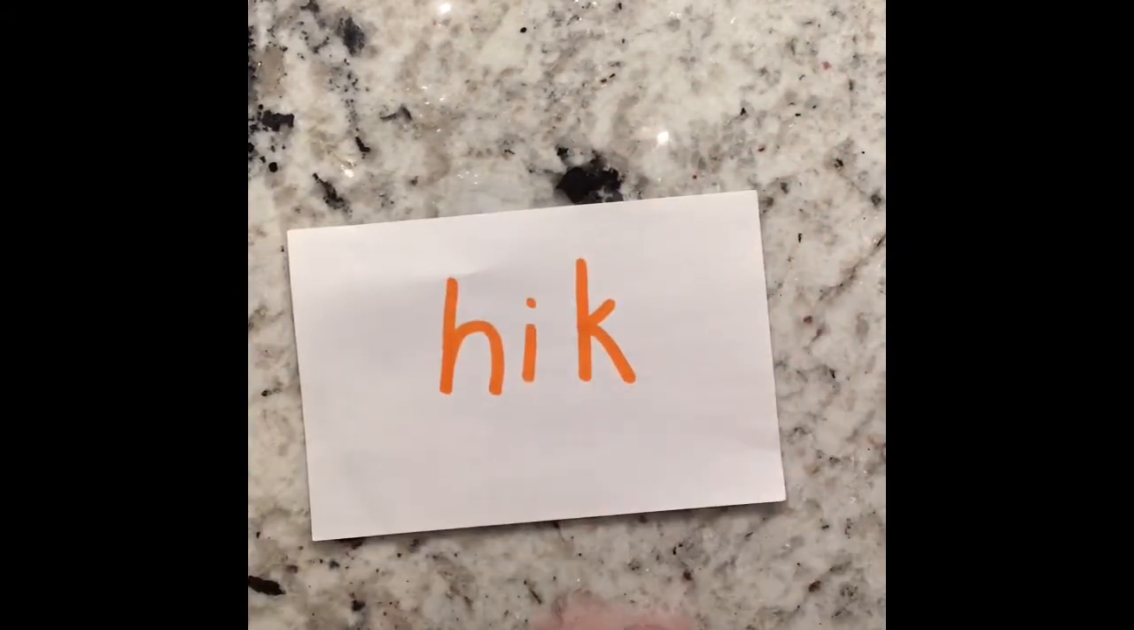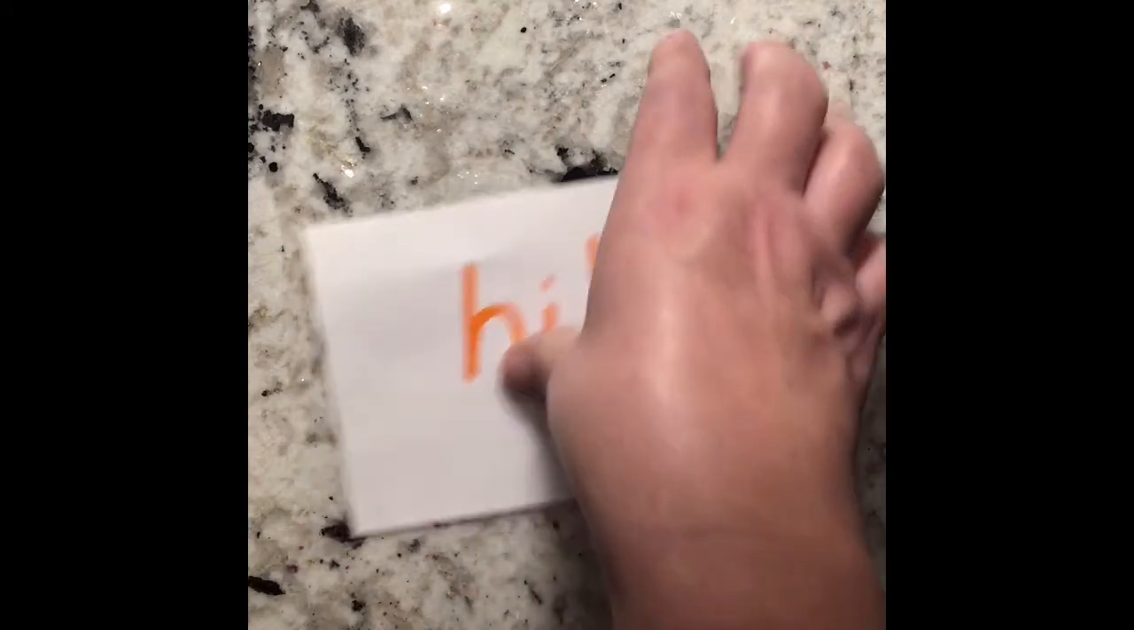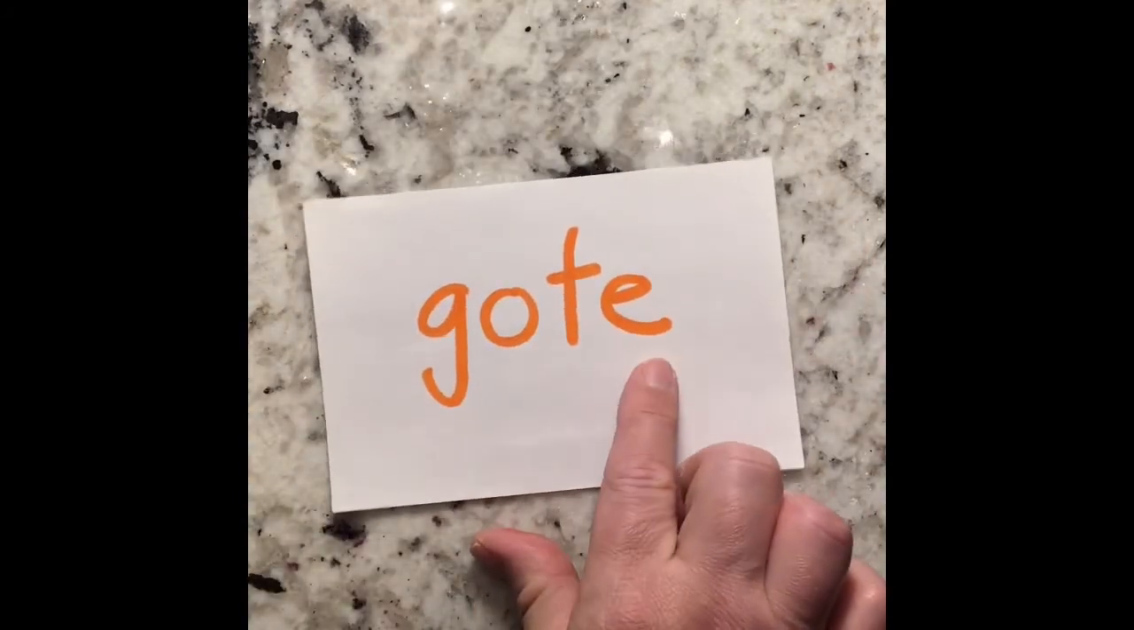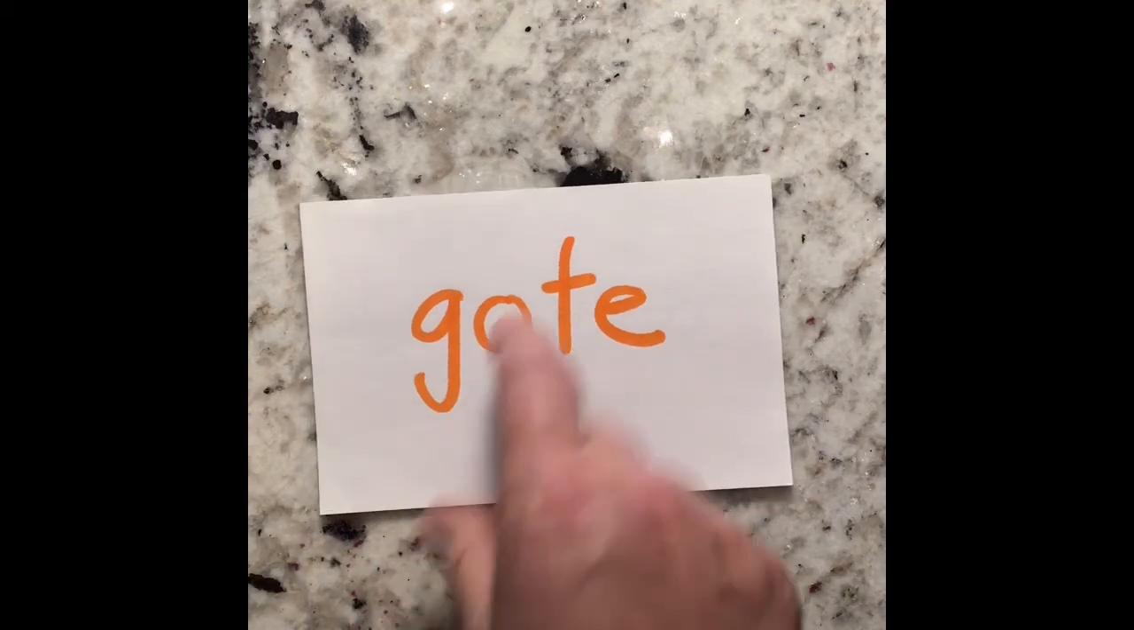This is the word hike. What's missing? Vowel consonant E, that long I, vowel consonant E. This kiddo knows vowel consonant E. Unfortunately, this is the word goat. What feature is missing? That would be the other long vowel OA.